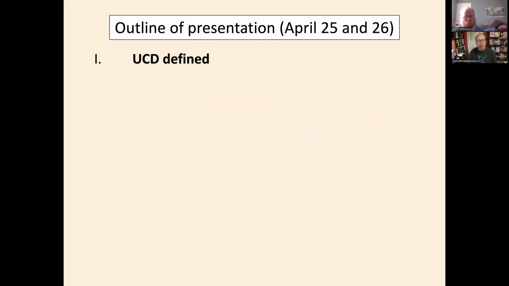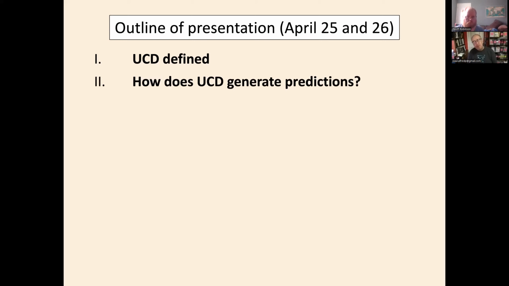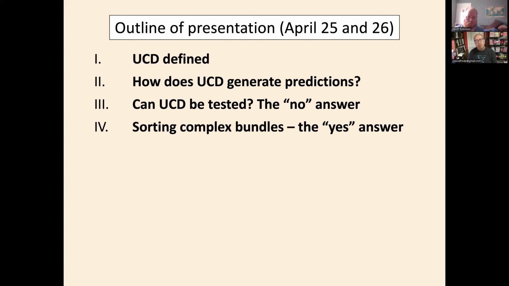So here's a little outline. We'll first define the theory. And again, this is very important because it's only when the theory is carefully defined that we understand the significance of the data I'll be discussing, especially tomorrow, for the challenges that the data raise. We'll ask, how does this theory generate predictions? And then we'll give the no answer. We'll say, this theory cannot be tested, and I'll explain why. Then tomorrow, first thing off the bat in the presentation tomorrow morning, I'll give the yes answer.